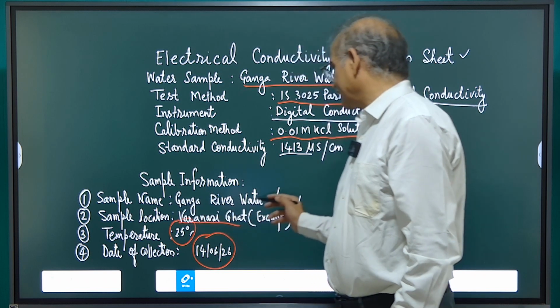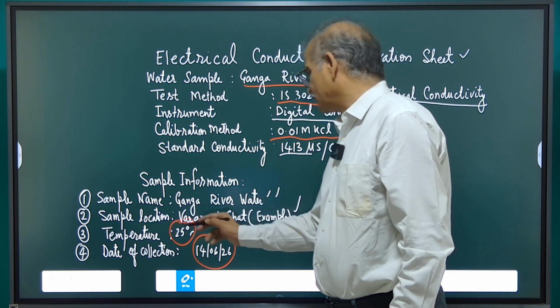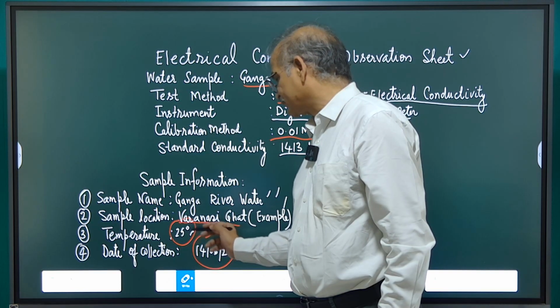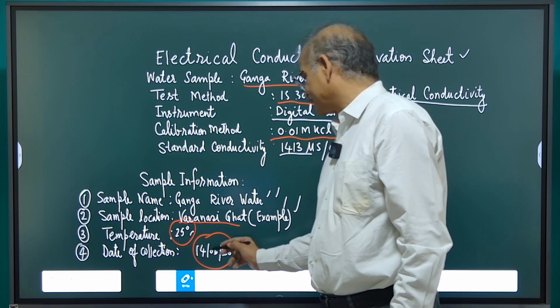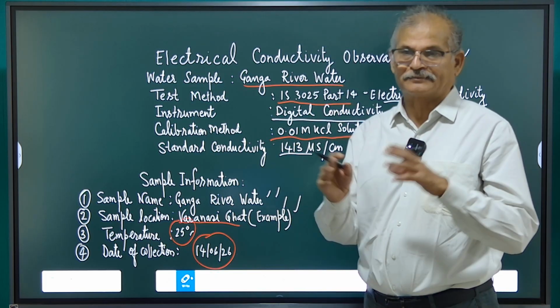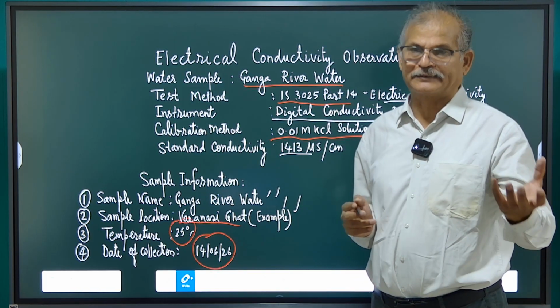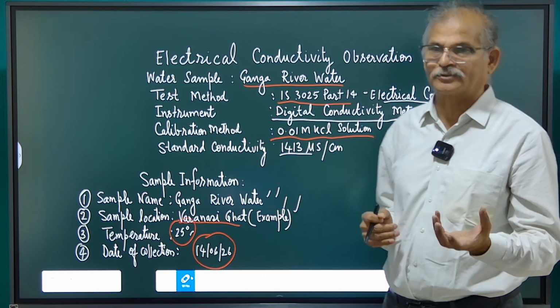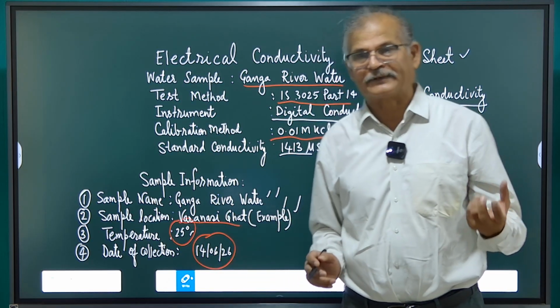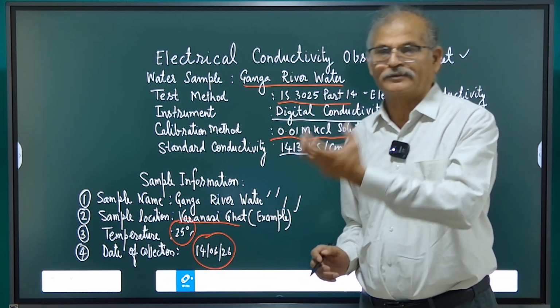We have collected Ganga River water. Sample location: Varanasi Ghat. For the example, the temperature for that solution was 25 degrees centigrade. Date of collection: 14/06/2026. Once we collect the sample as per IS 3025 part 1, we should label it with the time, date, temperature, etc., and bring it back to the laboratory.